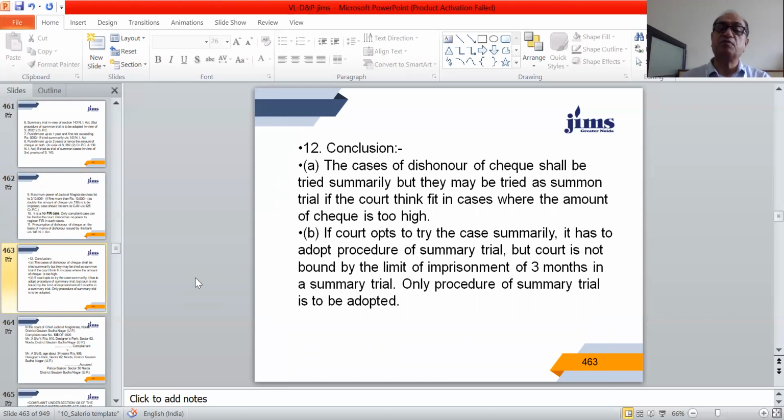This is very important point, that if court opts to try the case summarily, it has to adopt the procedure of summary trial, because it is written in section 262 of CRPC. But the court is not bound by the limit of imprisonment of 3 months in a summary trial. What is to be adopted is only procedure of summary trial. But the maximum limit of punishment in summary trial is 3 months. That is not to be followed. All right.